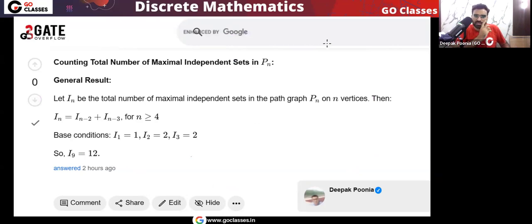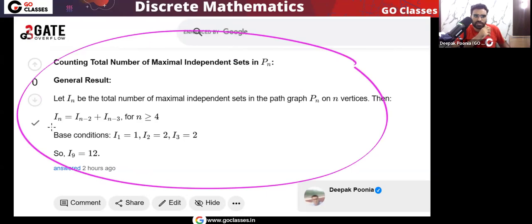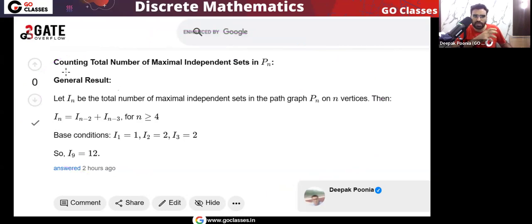Under that question, in this answer I have written the general result for counting the number of maximal independent sets in Pn. This recurrence relation I have written with the base conditions, and you can see I9, the number of maximal independent sets in P9, will be 12. I hope you understood.